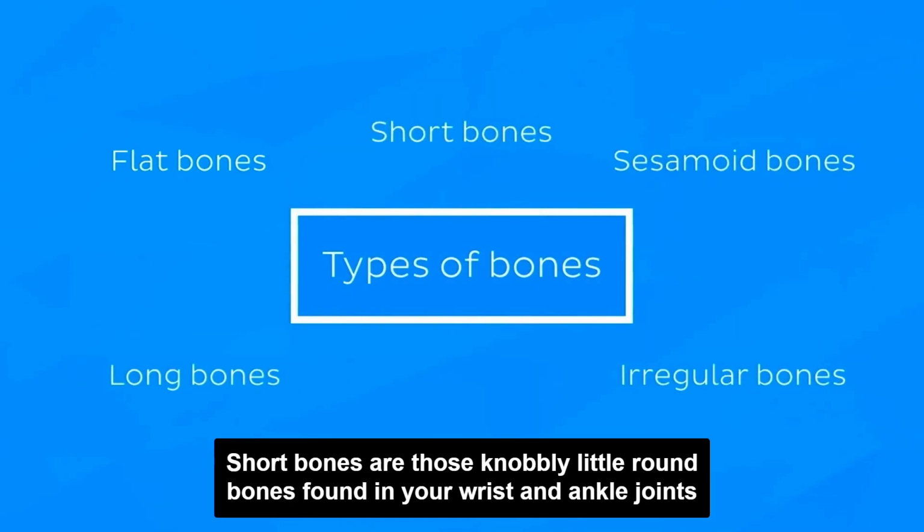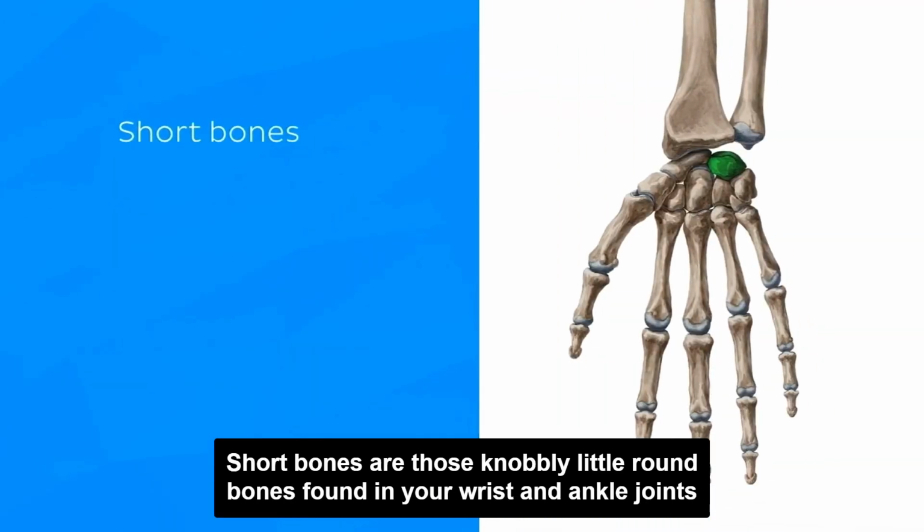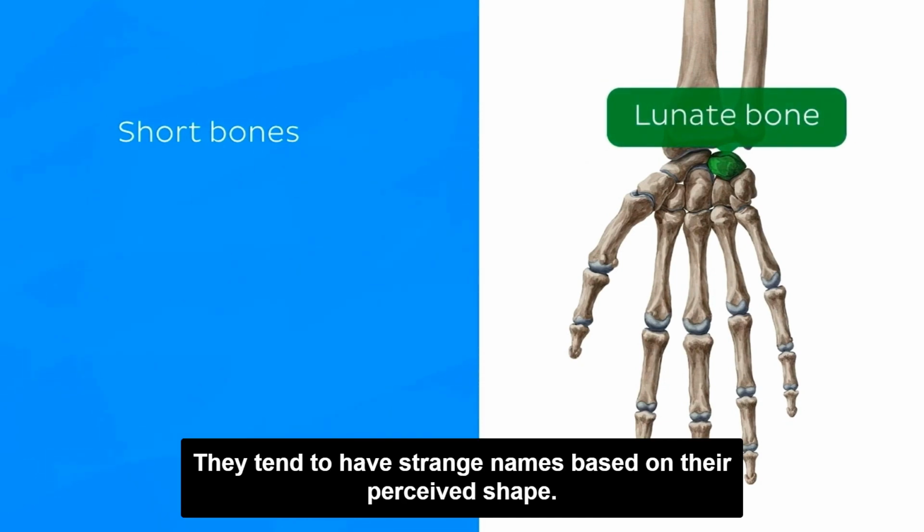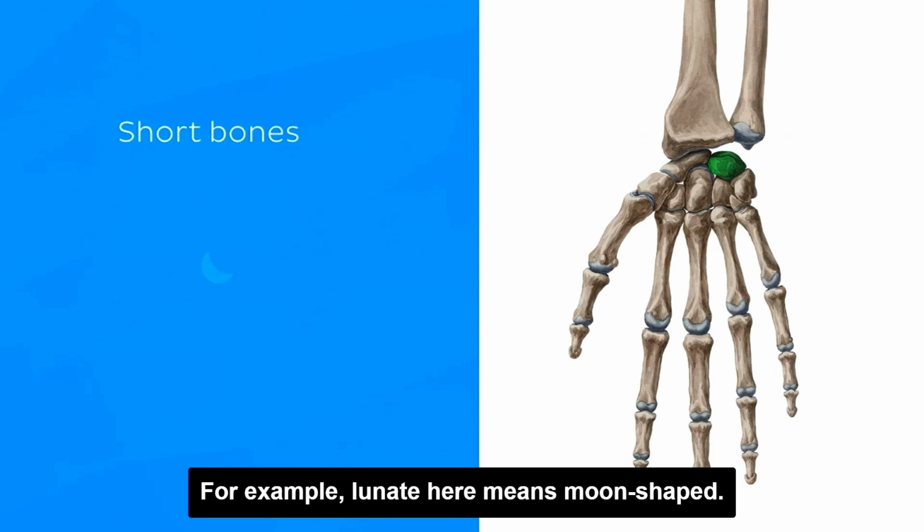Short bones are those knobbly little round bones found in your wrist and ankle joints, like the lunate bone here. They tend to have strange names based on their perceived shape. For example, lunate here means moon-shaped.